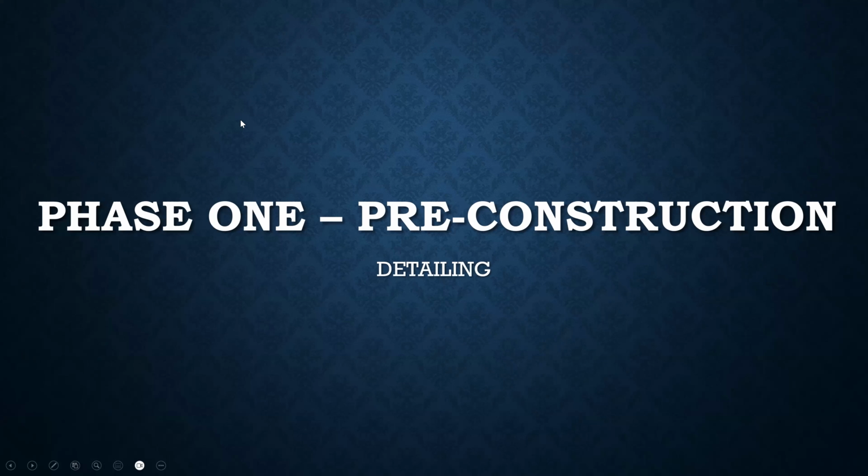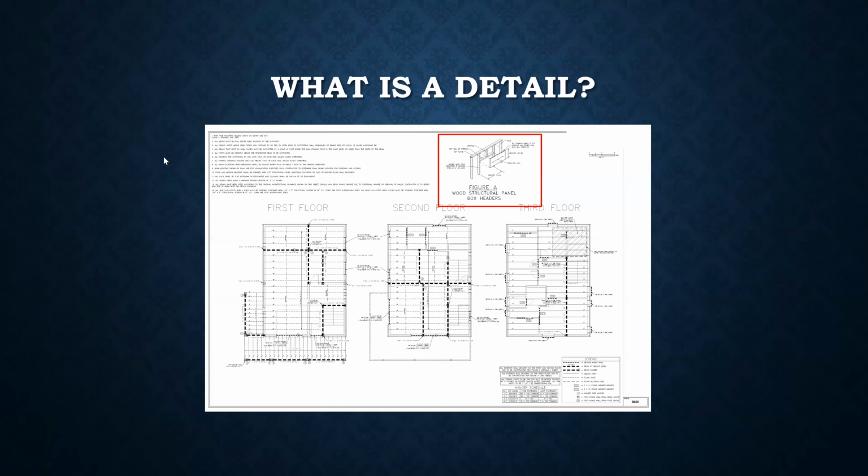Phase one, pre-construction, we are still in, and today we are going to talk about detailing. So, what is a detail, you might ask yourself? A detail, as indicated by this red box on this plan, is a blow up of some kind of important structural feature. It doesn't have to be structural, it can be a different kind of thing. But it's basically a blown up way to describe something important on a construction document of some kind.